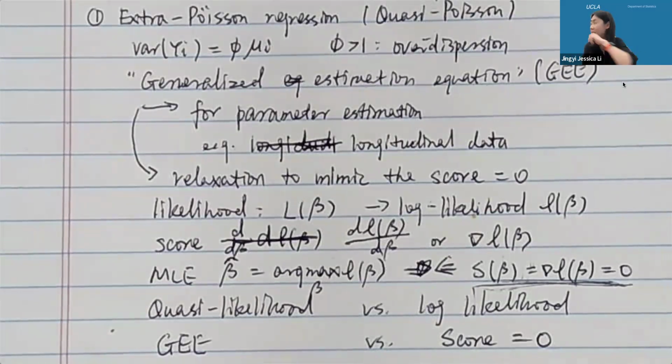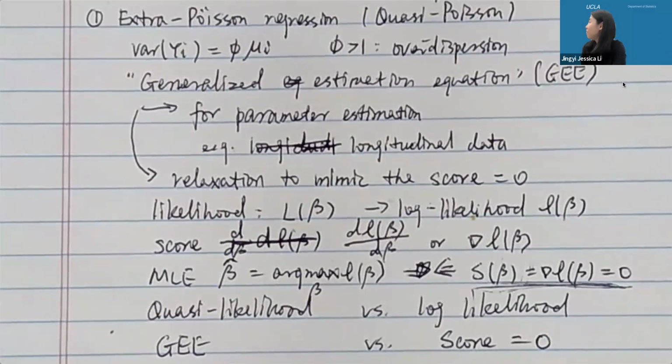And for now, I think another very important factor to consider when we develop a new method is scalability, like large sample size, high dimensions, right? Can we make the method run? That's very important. Okay. That's extra Poisson.